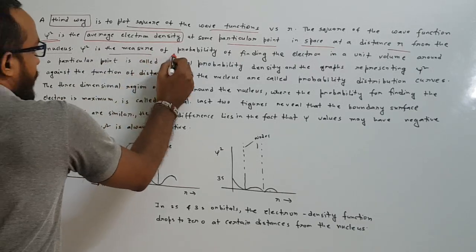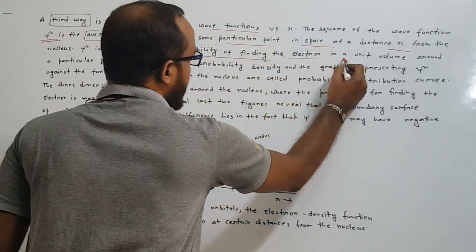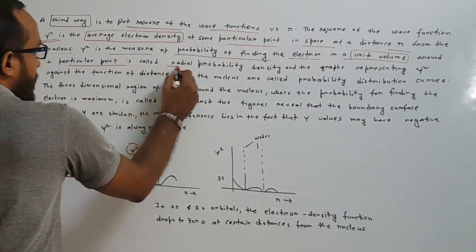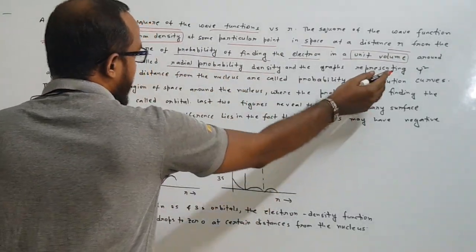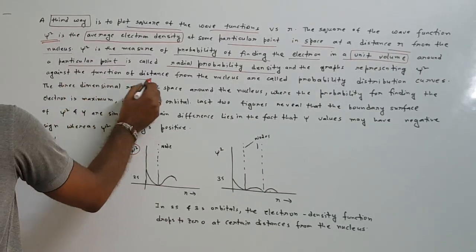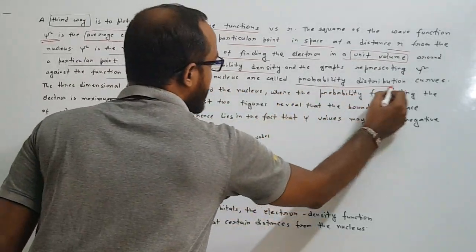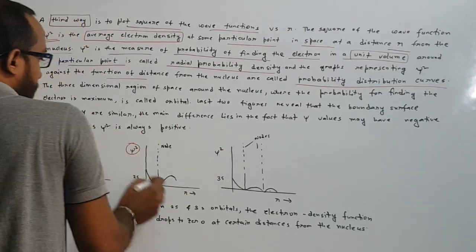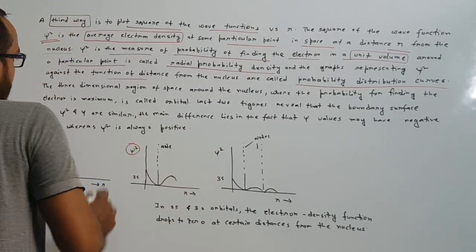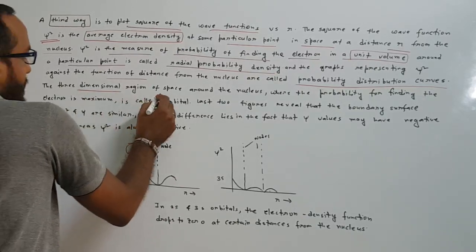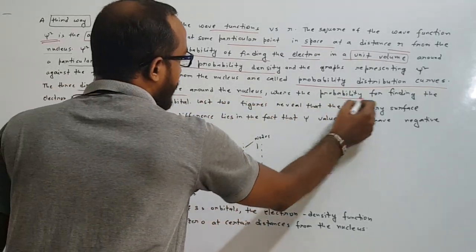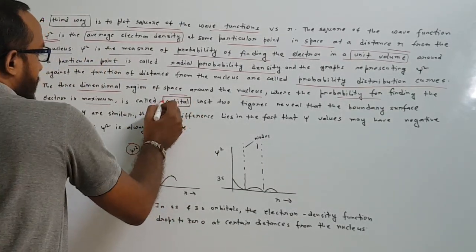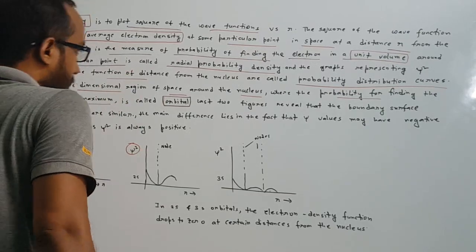Psi square is the measure of probability of finding the electron in a unit volume around a particular point. It is called radial probability density, and the graph of psi square against the distance r from the nucleus is called a probability distribution curve. Psi square versus r curves are known as probability distribution curves. The three-dimensional region of space around the nucleus where the probability of finding the electron is maximum is called an orbital. Okay, now we know the concept of orbital.